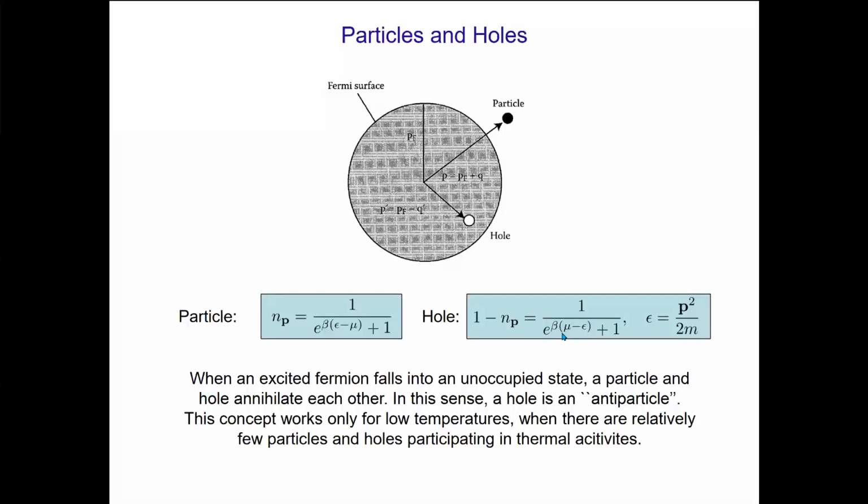And as I mentioned, holes have opposite charge, energy and momentum. You can indeed see that if a particle has positive energy and positive chemical potential, then correspondingly a hole has them with a negative sign. So you can interpret the hole as a kind of particle with negative energy and negative chemical potential.